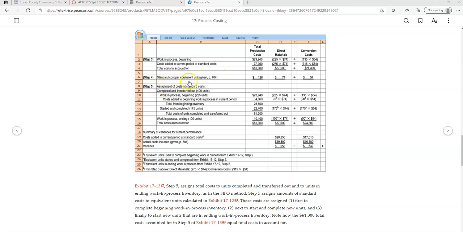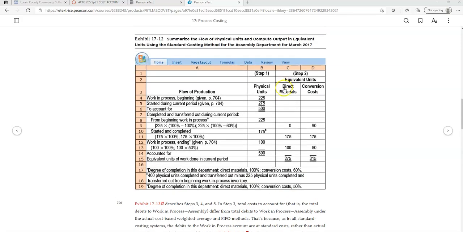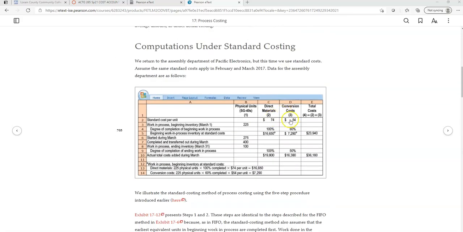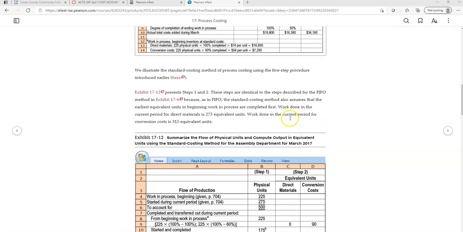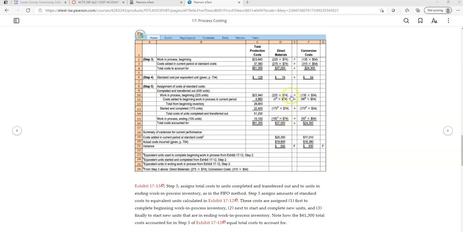Our standard cost per equivalent unit is going to be our standard cost. We're not going to have to take total cost to account for and divide that by the number of equivalent units. No. Step 4, our cost per equivalent unit is the standard cost that we're told up here: $74 and $54 respectively. So we'll do that.